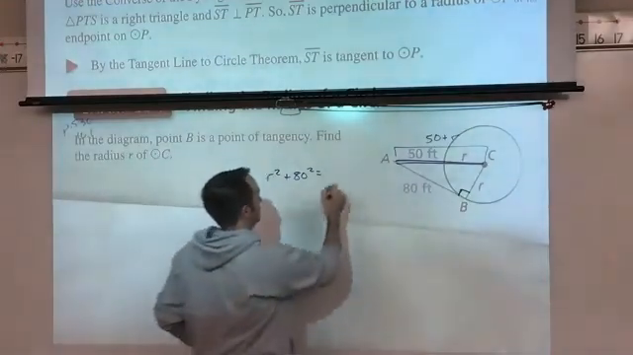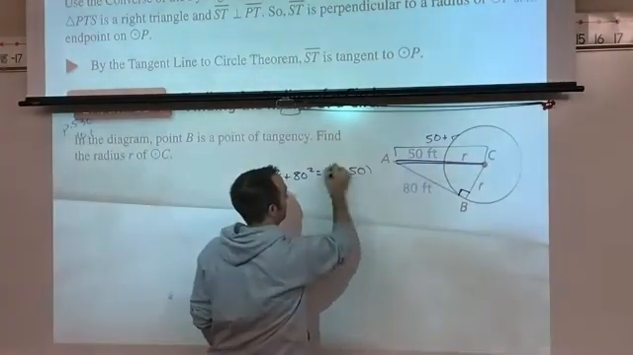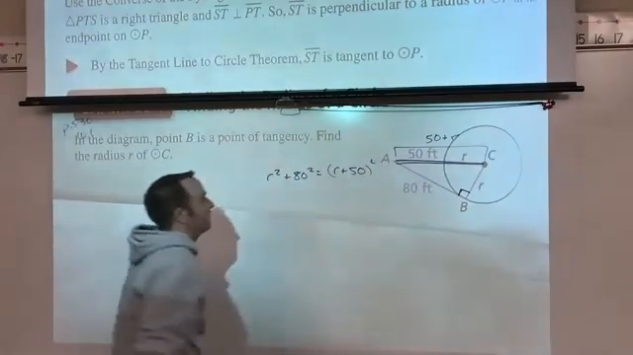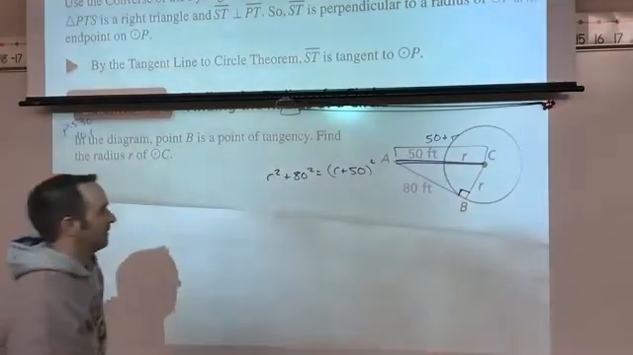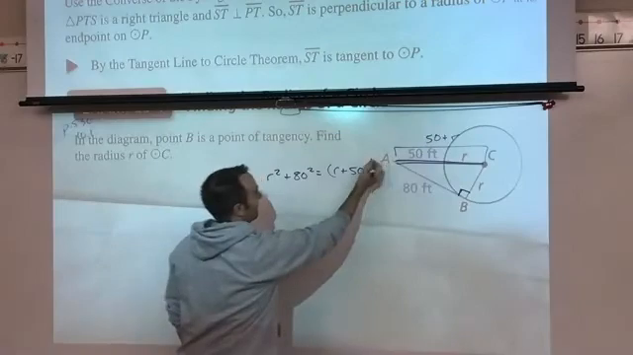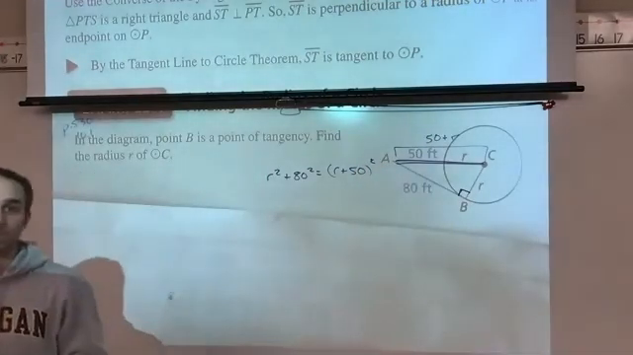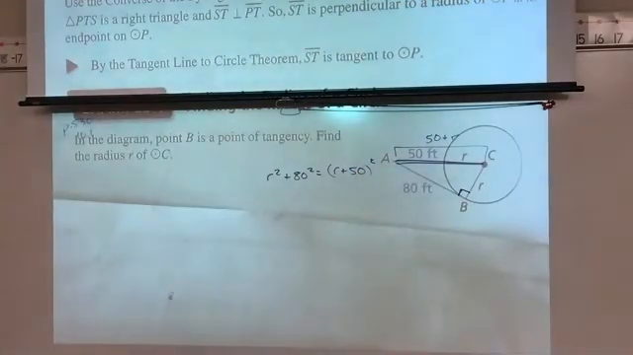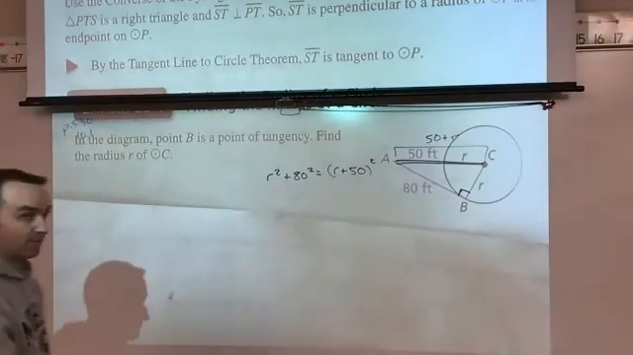And just for the sake of standard form, we're going to call it R plus 50 instead of 50 plus R. Either way would work. But that leaves me with this as my Pythagorean theorem: R squared plus 80 squared equals R plus 50, in parentheses, squared. And then we've got to solve it.